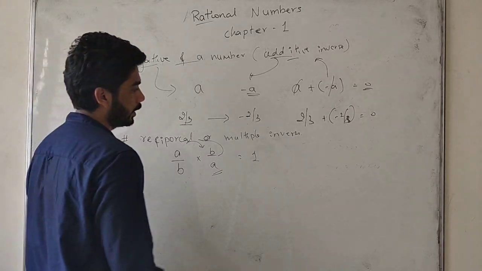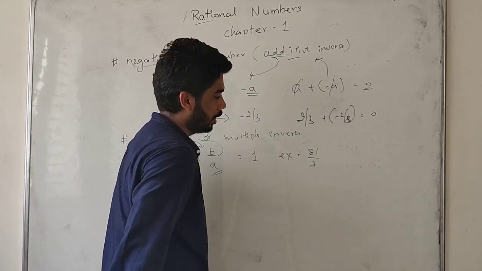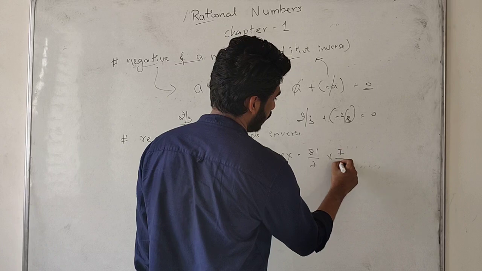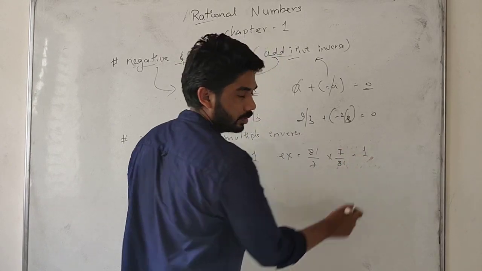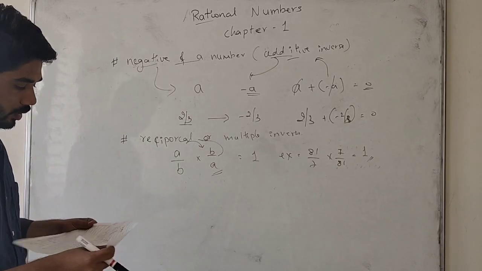For example, we take 81 by 7. If we take its reciprocal, we get 7 by 81. So the product is 1. So friends, students, now we got it.